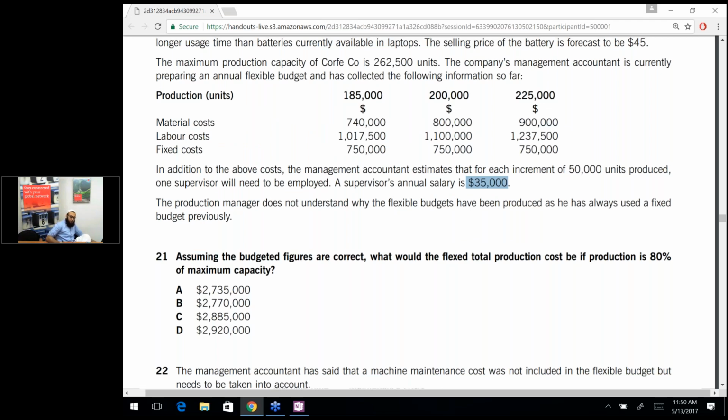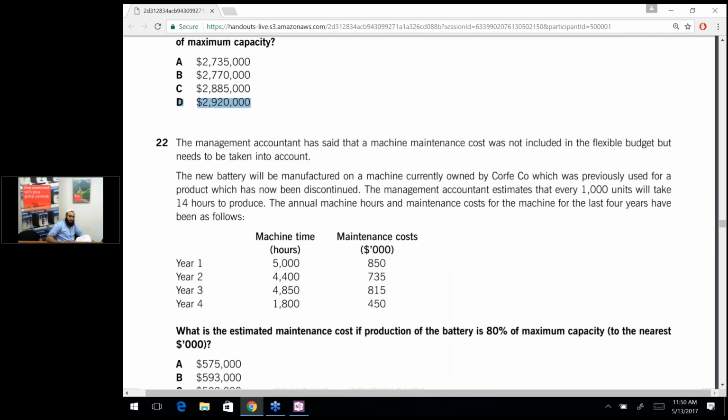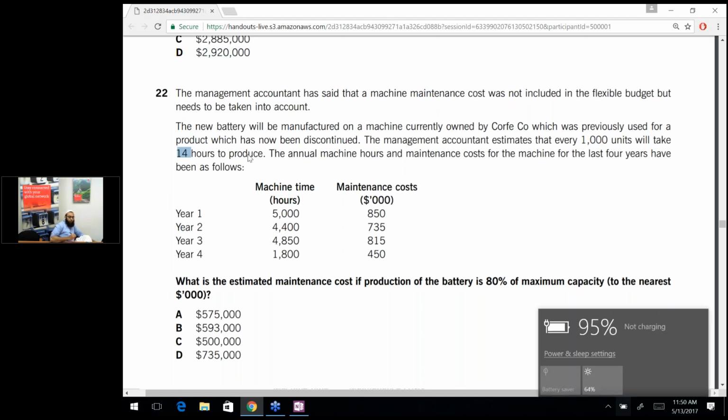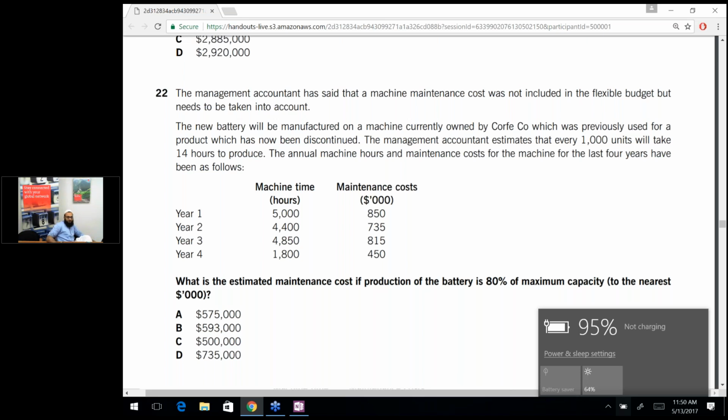Now, MCQ 22. Management accountant has said that machine maintenance cost was not included in the flexible budget and needs to be taken into account. The new battery will be manufactured on a machine currently owned by the company which was previously used for the product which has now been discontinued. The management accountant estimates that every, this is important, 1,000 units will take 14 hours to produce. So this is kind of a batch. For every batch, 14 hours will be used.